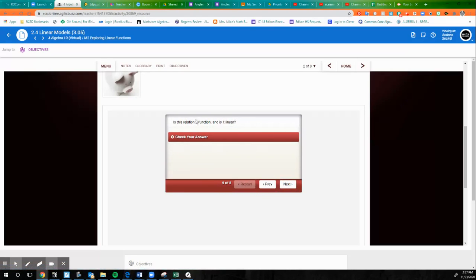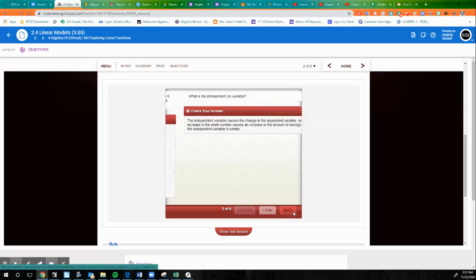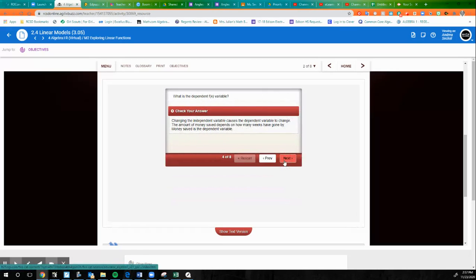Moving on, is this a relation or a function? So remember from previous lessons, when we look at a table, we look at the x's and you look to see if there's one x for every y. Or do the x's repeat? No, they don't. So it is a function because, and this is the nice way of saying the x's don't repeat, for every value of x, there's only one value of f of x. But because it is a function and it forms a straight line, it is linear.